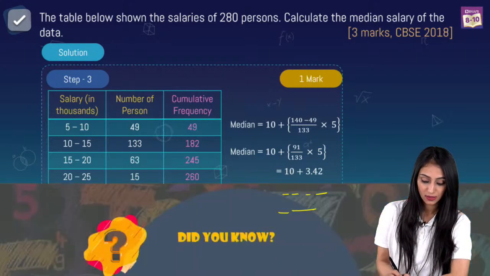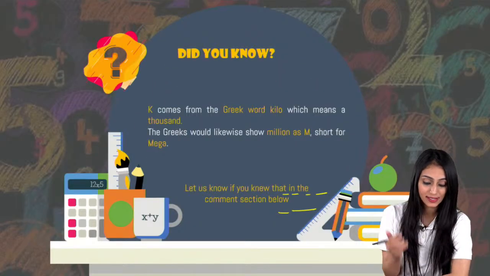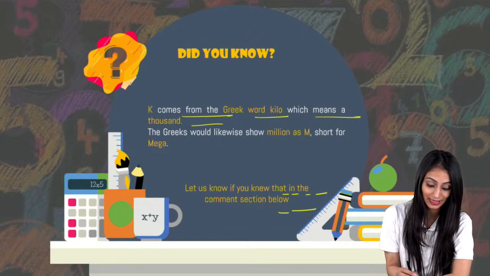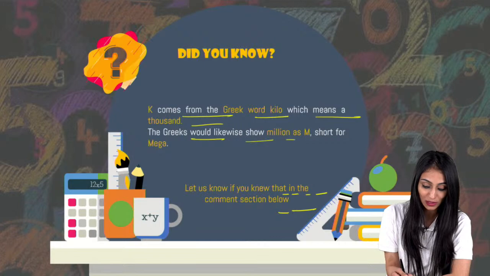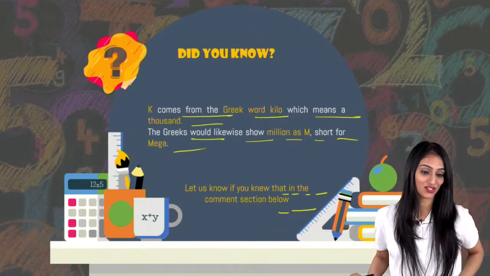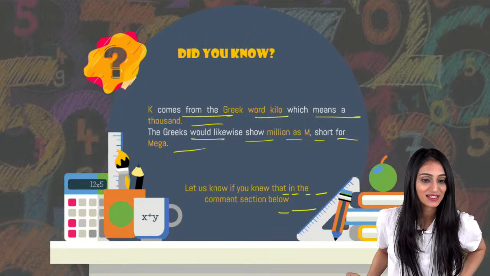Right, so this is it. And what is this K actually? K comes from the Greek word kilo, which means 1,000. And the Greeks would likewise show million as M, short for mega. So let me know if you knew that in the comment section. That's amazing, Hari.